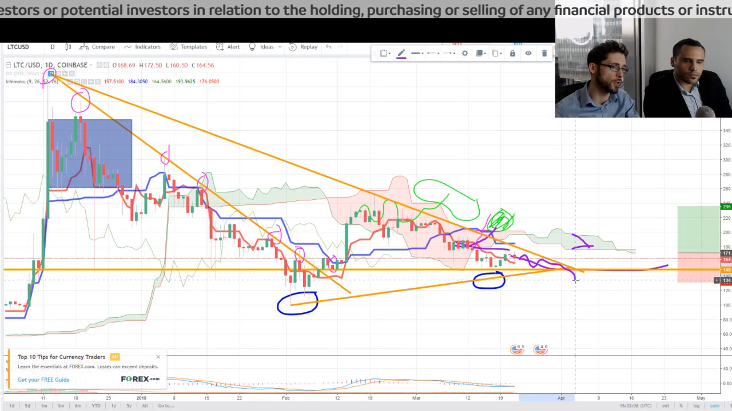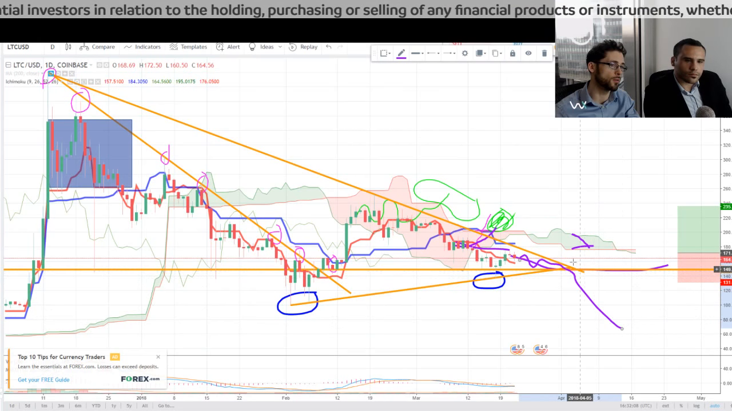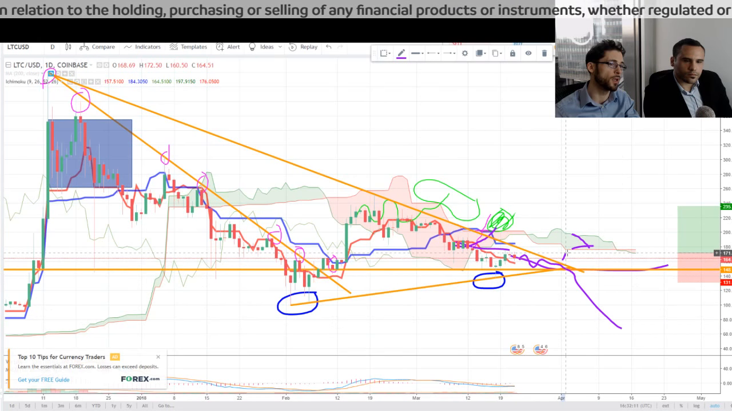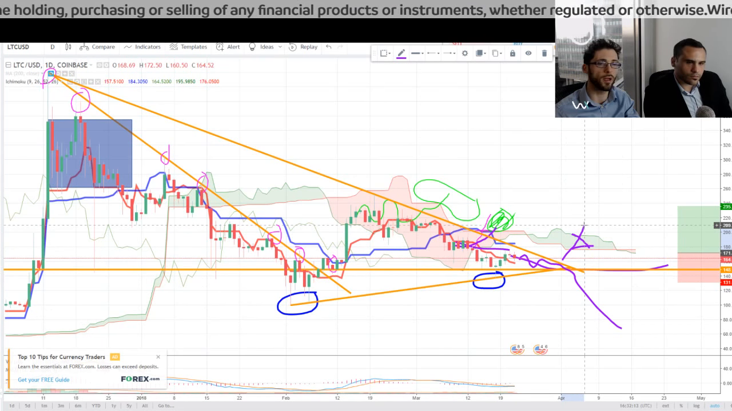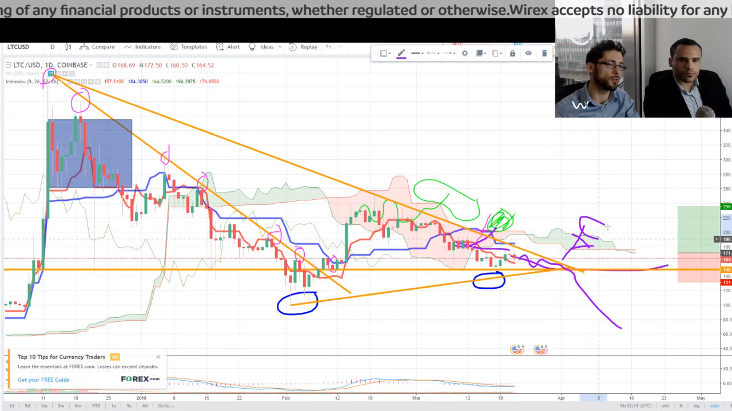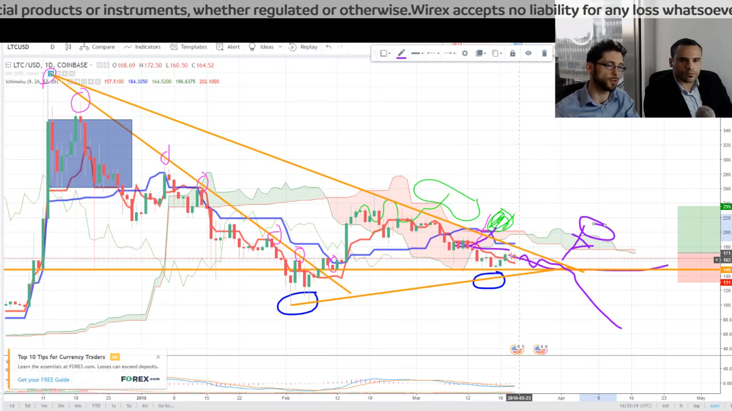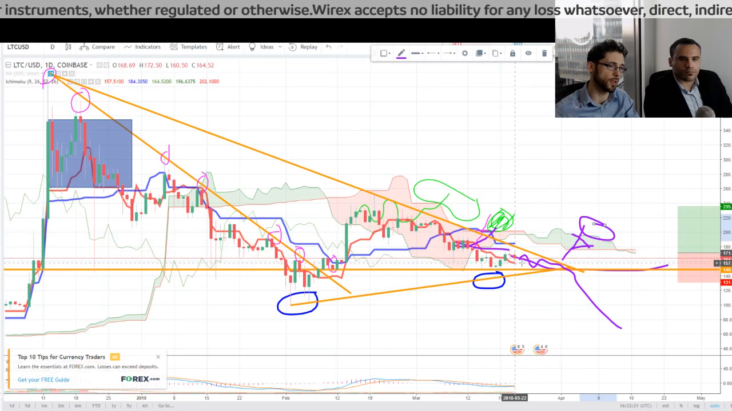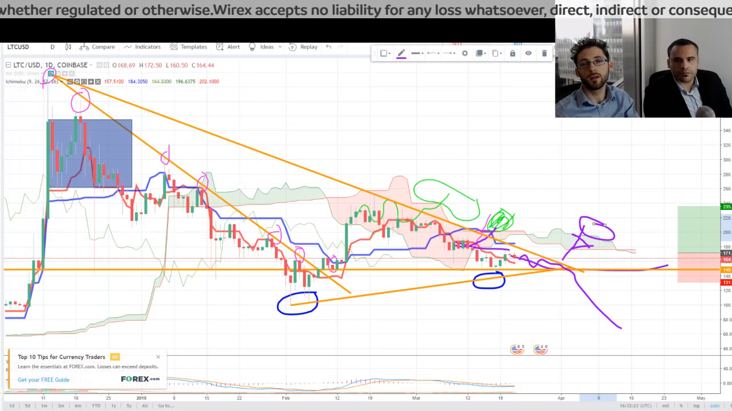If it breaks to the downside, then you can see a sudden move down. If it breaks to the upside, then we might finally pop through that cloud on the 1 day, and that's a very good sign for a new trend. So it's quite interesting. We may be seeing that kind of a flag formation.